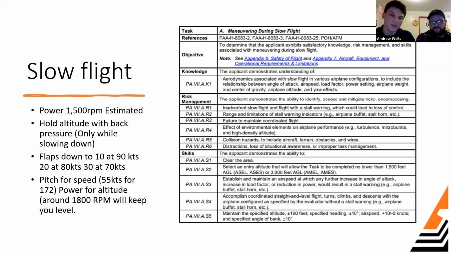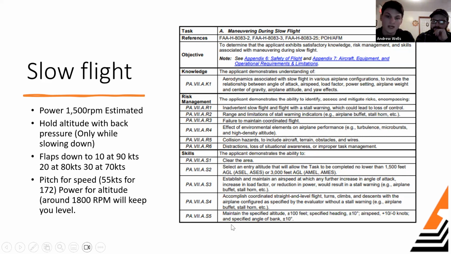So once you are in the maneuver, around 1800 RPMs will keep you level. Like we said, it's going to vary from day to day, and some planes are a little bit different depending on if it's the S model or the R model. But 1800 is kind of a good judgment point to stay level. You may just have to vary it.